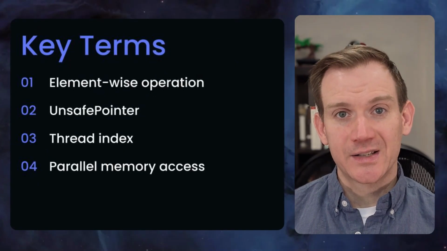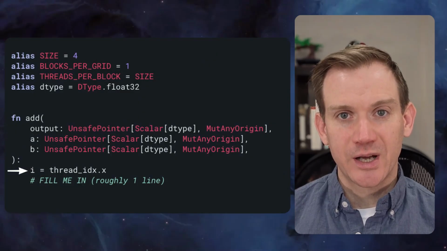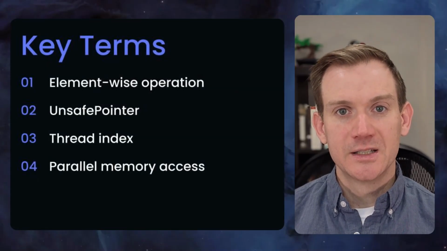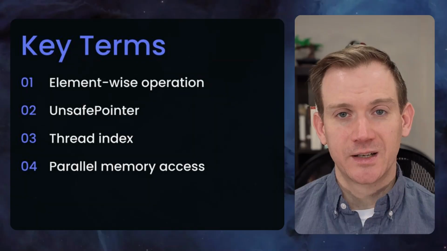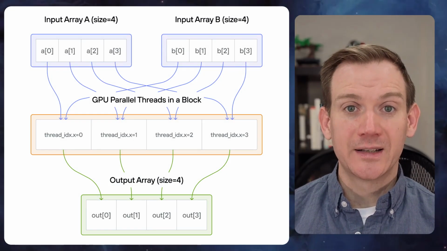Thread index.x. As we learned in puzzle 1, this gives each thread its unique identifier, which we'll use to determine which element each thread should process across all three arrays. Parallel memory access. This is when multiple threads read or write to different memory locations simultaneously. In this puzzle, all threads will be reading from arrays A and B and writing to the output array at the same time.